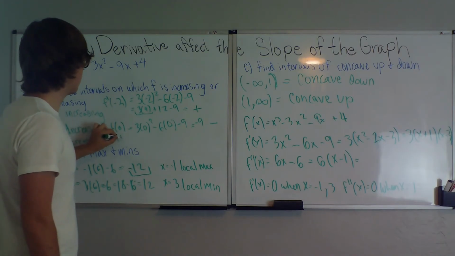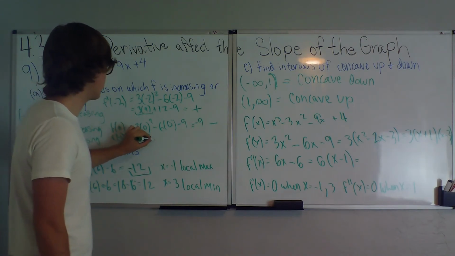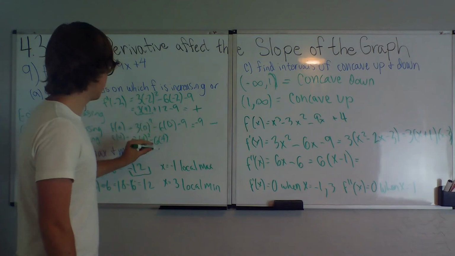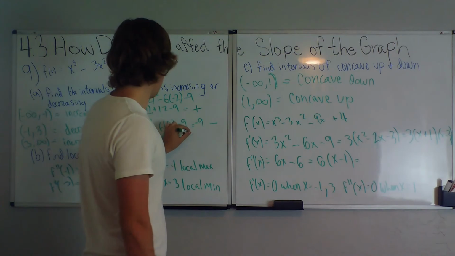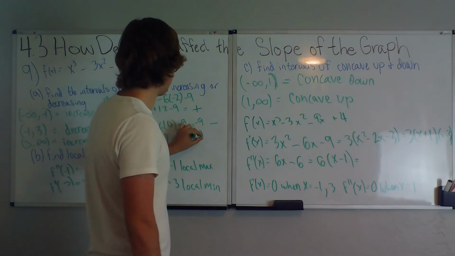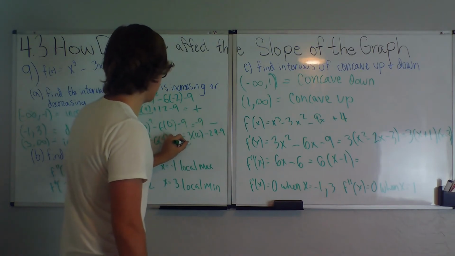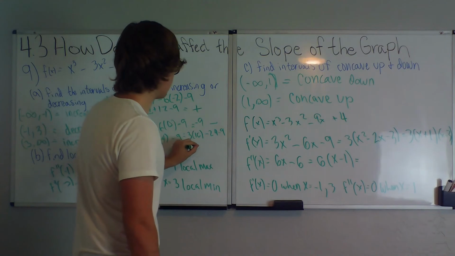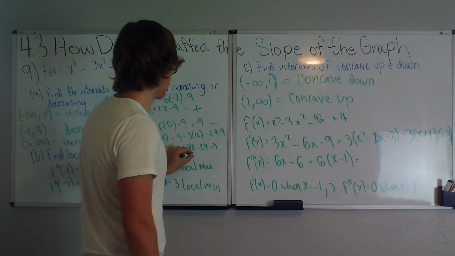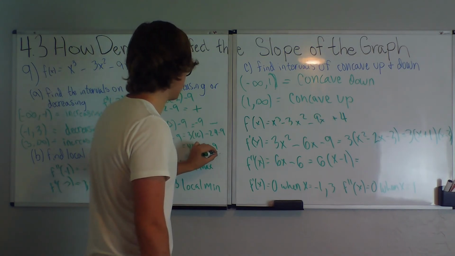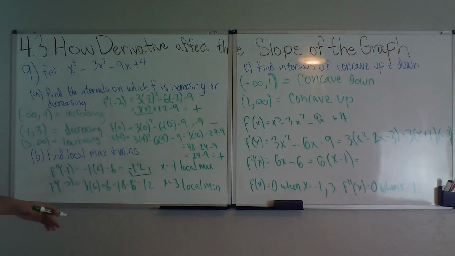So we do f prime of 4, and that is equal to 3(4) squared minus 6(4) minus 9, which is 3 times 16 minus 24 minus 9, which is equal to 48 minus 24 minus 9, which is just 24 minus 9, which is positive, right? So we know it's increasing from 3 to infinity.